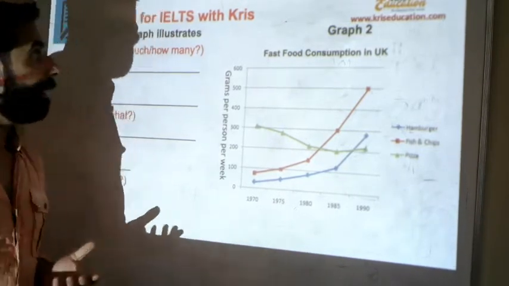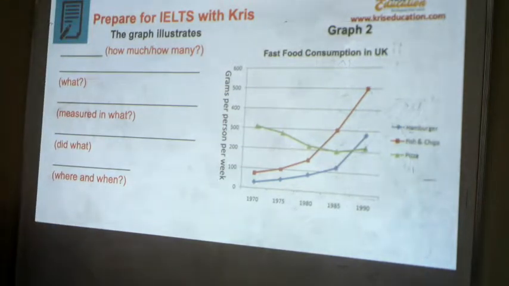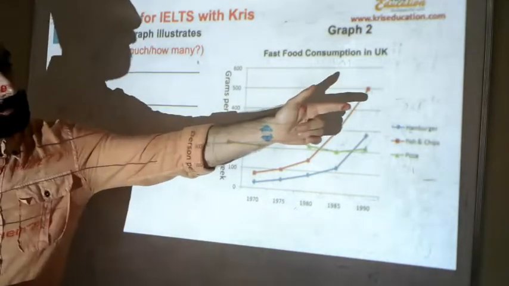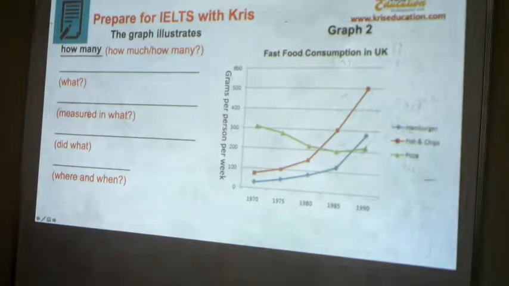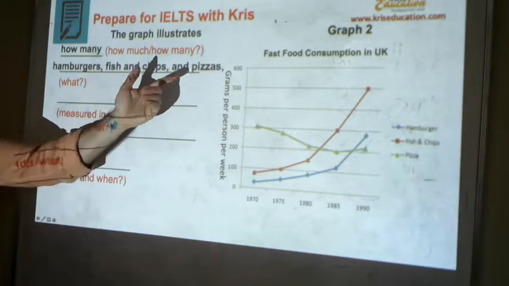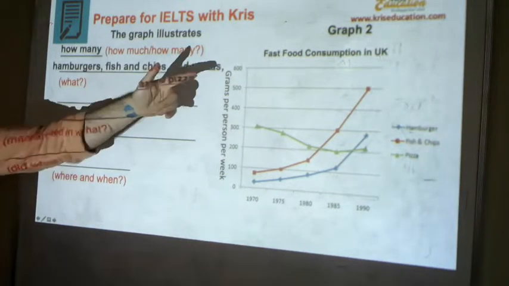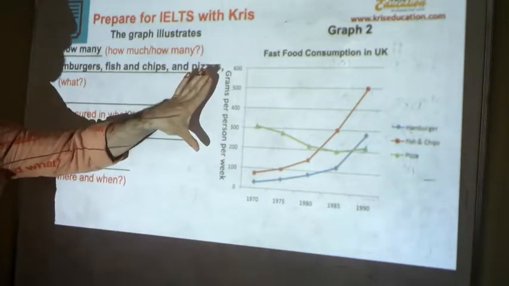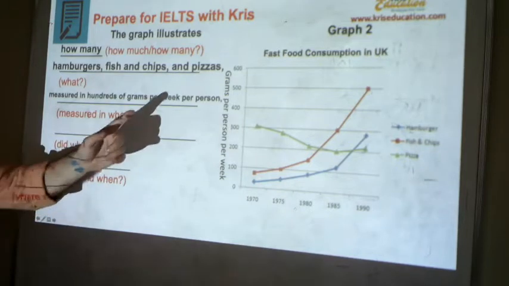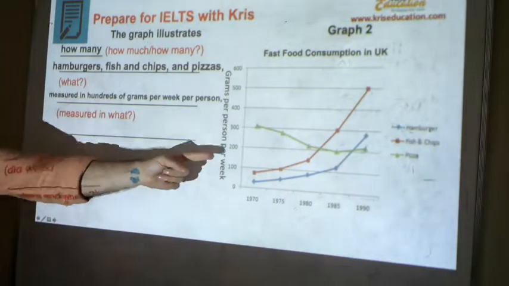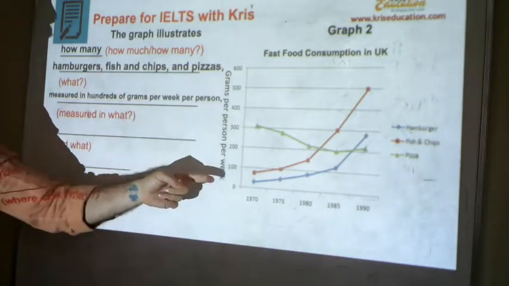Obviously we can. That's why the graph illustrates how many. How many what? So how many hamburgers, fish and chips, and pizzas measured in what? Copy and paste this as it is, and don't forget to use the commas. So measured in hundreds of grams per week per person.